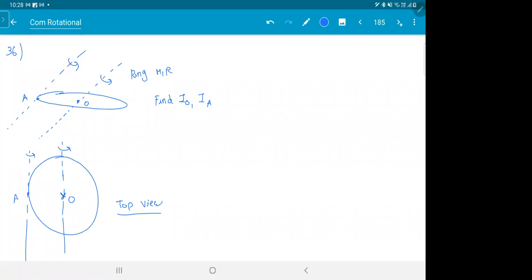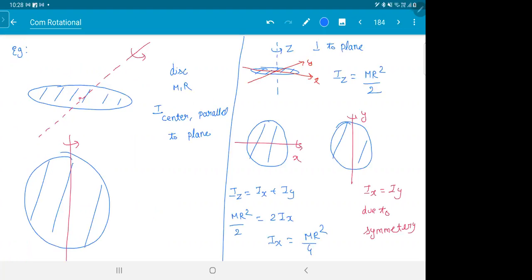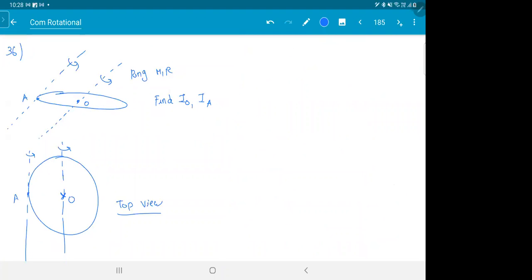Hope you're able to visualize how I am rotating. You have a ring, you're catching the diameter and rotating it just like a plate. The same thing we did here, we're doing the same thing, but it is a ring. And in the second part, we are not rotating about the diameter, we are rotating about the tangent. But a tangent parallel to this. So this is a tangent parallel to the plane.